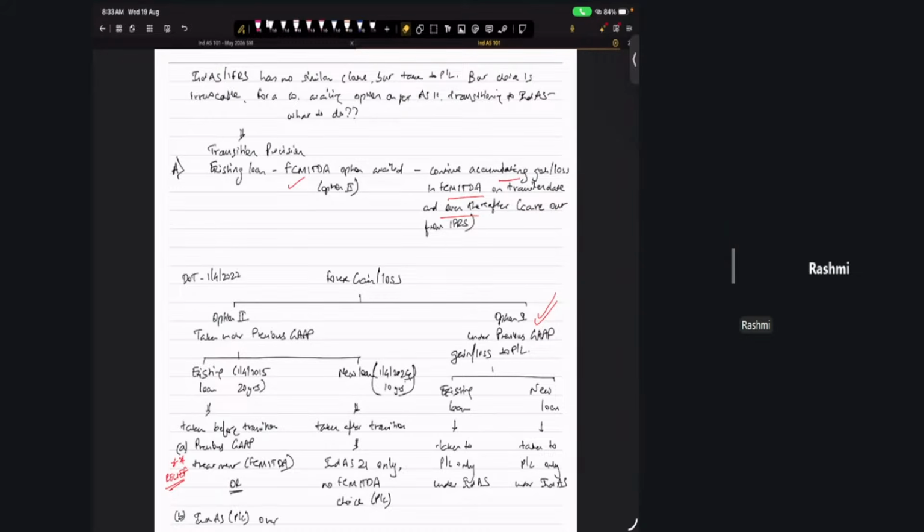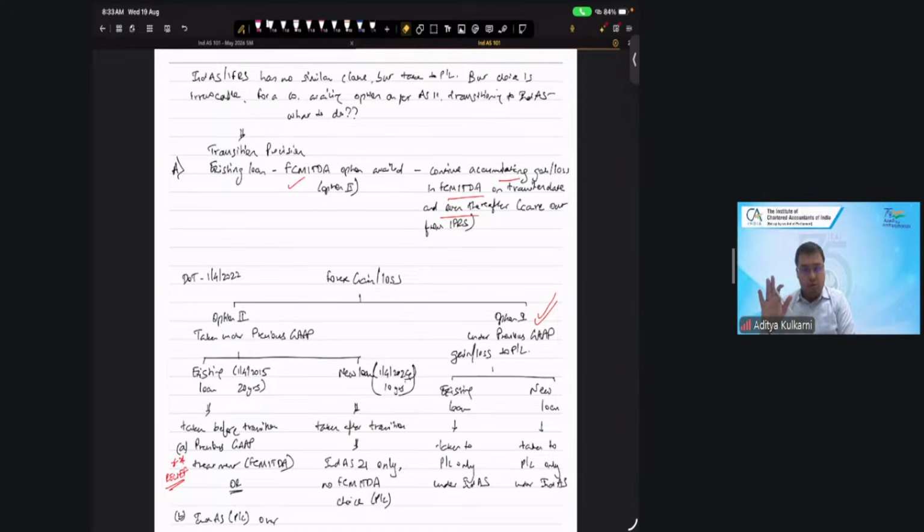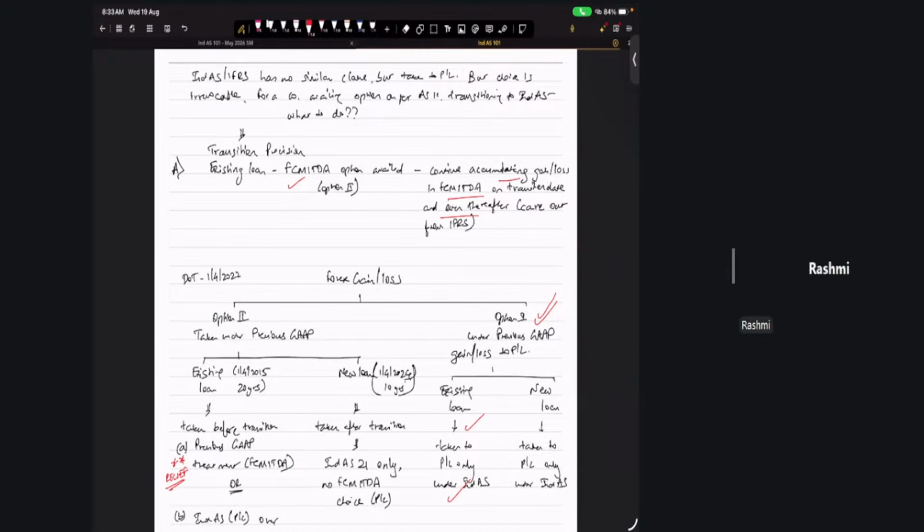Does it make sense? No, sir. That is why, if I was following option one earlier, I will have to mandatorily take the exchange loss under the Ind AS regime into the P&L. I cannot avail the benefit. Did you understand? Yes, sir.